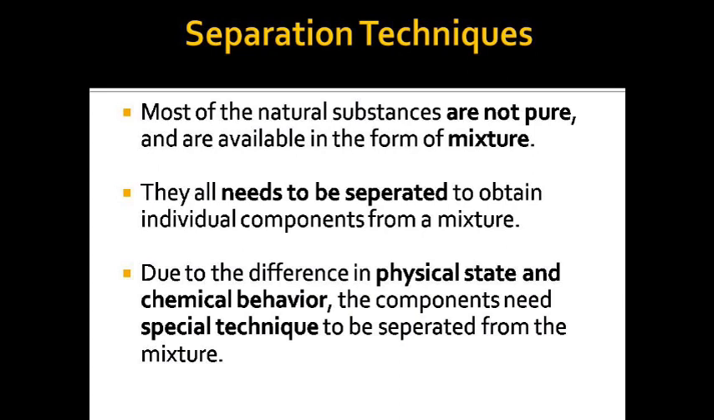The topic we will be discussing is the second part of the chapter Is Matter Around Us Pure, and the topic is separation techniques. Now, most of the natural substances are not pure. They are available in the form of mixtures. They all need to be separated to obtain the individual components from a mixture.